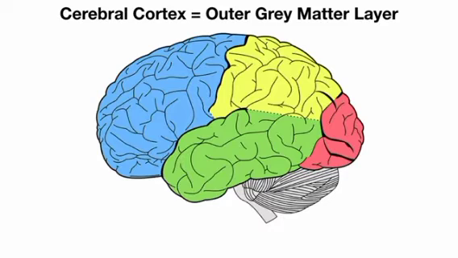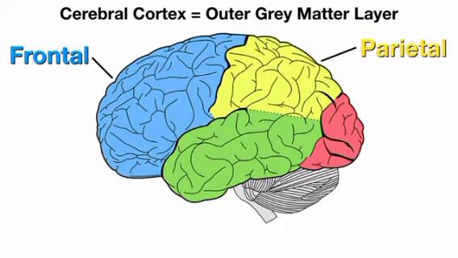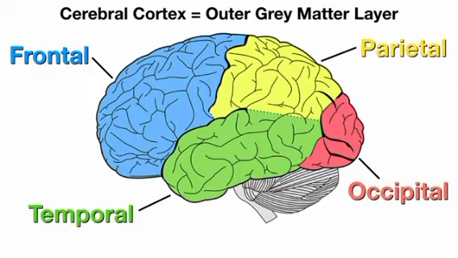The lobe in the front of the brain that you can see in blue is called the frontal lobe. The lobe in yellow, which is posterior to the frontal lobe, is the parietal lobe. The lobe in the back of the brain is known as the occipital lobe, and the one in green is known as the temporal lobe. These different lobes are named after the cranial bones that overlie them.